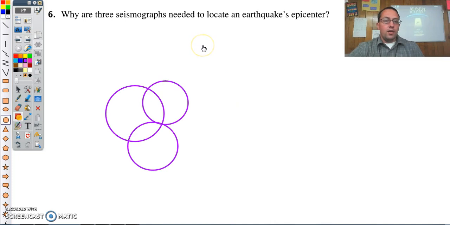All right? And that is circles on a coordinate grid. Standard equation for a circle. Remember, the stuff in parentheses is going to look backwards.